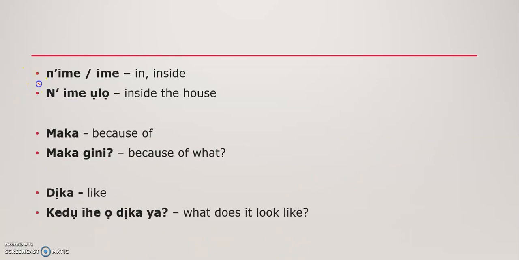The next slide is n'ime or ime, which is inside, in. Means the same thing. N'ime ụlọ, inside the house or in the house. Maka, which is the next one, because of. Maka gini, because of what.